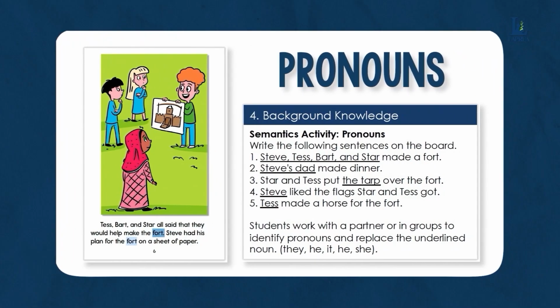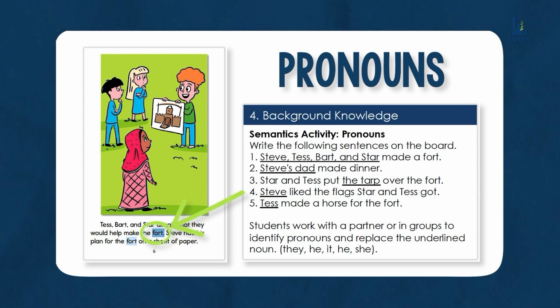Now let's talk about how we would use pronouns. Again, this is a semantics activity. So what I would do is I'd write the following sentences on the board. Steve, Tess, Bart, and Star made a fort. Steve's dad made dinner. Star and Tess put the tarp over the fort. So I would pull the vocabulary word fort from the book. We would talk about the word. What does that word mean? And then I would have students either work with a partner or in groups.